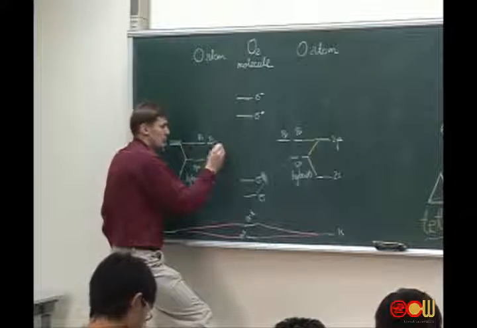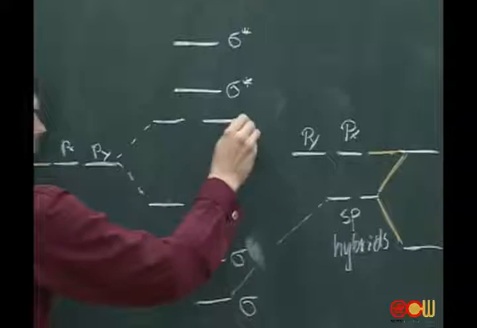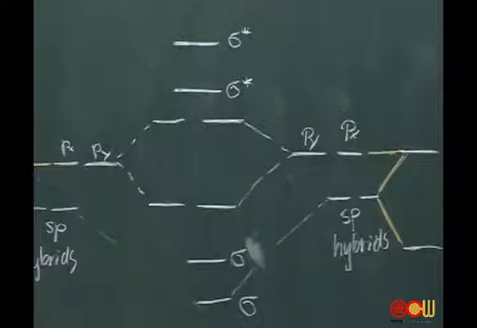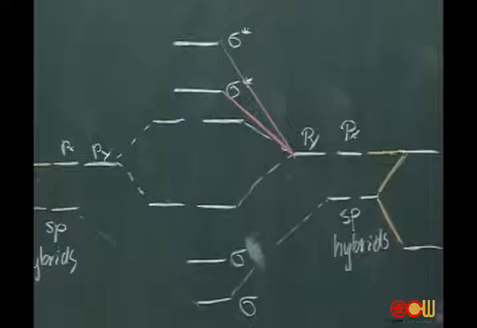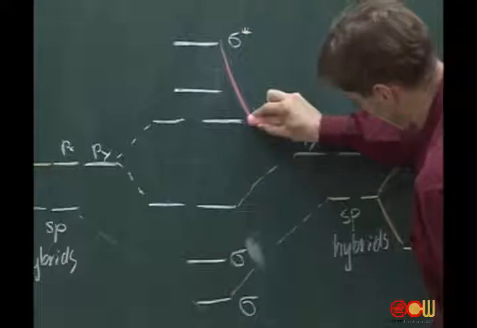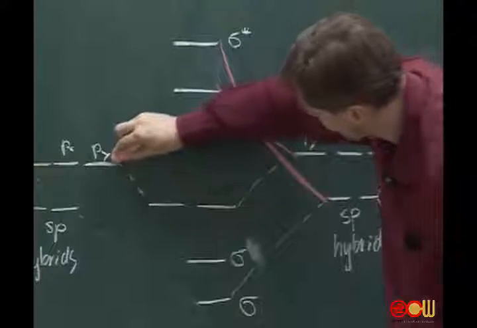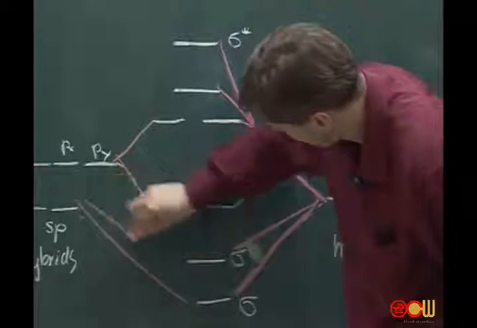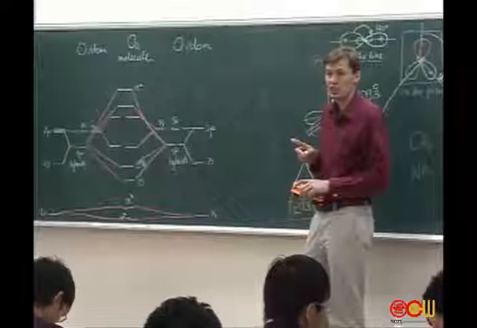Now, these two make pi orbitals and pi antibonding orbitals. Wrong. This one goes here, of course. And this one goes here. This one comes here. Okay. And that would be the end of the story, except that this story is wrong.